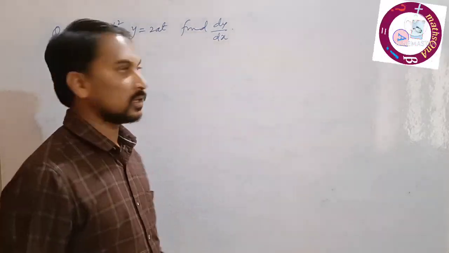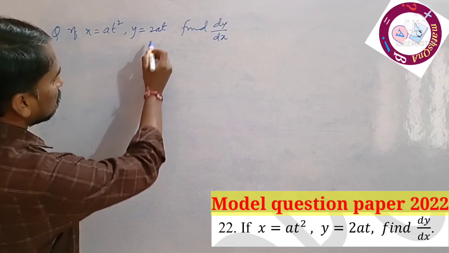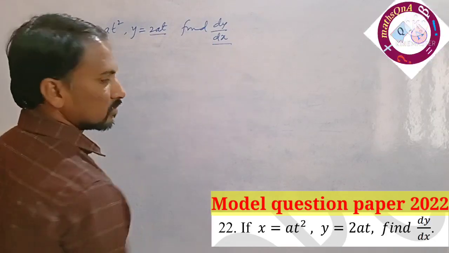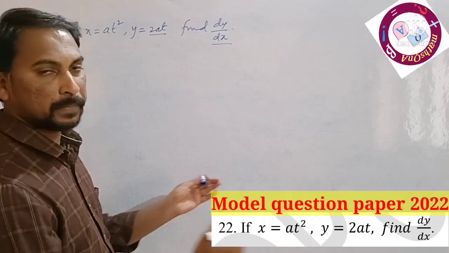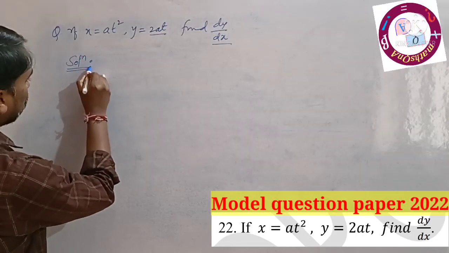Okay, come to the next question here. See the question: if x is equal to at square, y is equal to 2at, then find the dy by dx value. So this is a parametric function. We have to differentiate here and find dy by dx. See the solution, how to solve this problem.